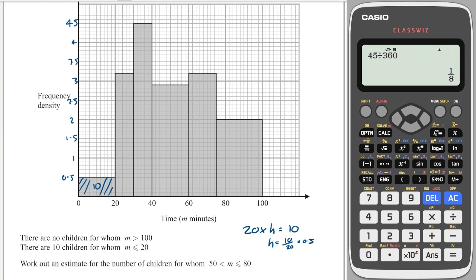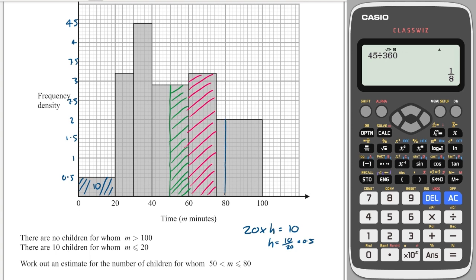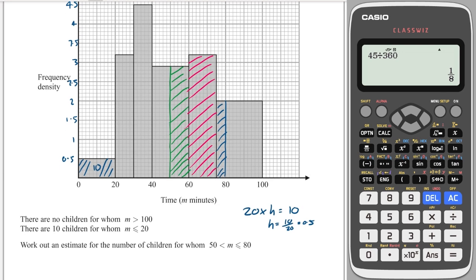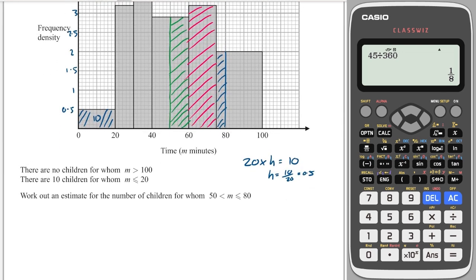Okay, so let's look at that particular block then. What blocks are we looking at? So if I draw a line down here, halfway between 40 and 60, so this green block will be from 50 to 60, which we need to include. And we also want to go all the way up to 80, so we're going to have to include the whole of this block. That needs to be included. And we also need to include this block here up until 80. So the question is, work out the area of those three blocks and add them together.